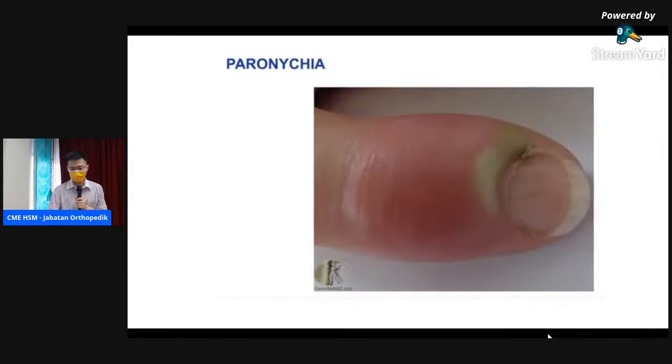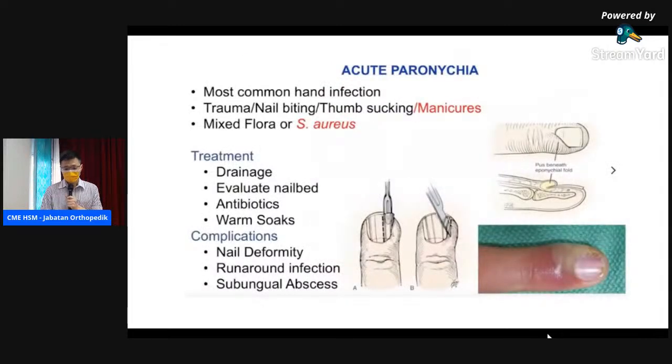So we go on to the different types of hand infections that are very commonly seen both in the ED, emergency department, and also in our clinic. Paronychia is an infection of the subcutaneous nail folds, the lateral side and the proximal side, which is called the eponychium. Paronychia is just the lateral side. Acute and chronic are the types. Acute types are the most common ones. This is actually the most common hand infection of all, and they occur in children, sometimes in women more than men, caused by trauma, nail biting, thumb sucking, manicures, and they're almost always Staph aureus.